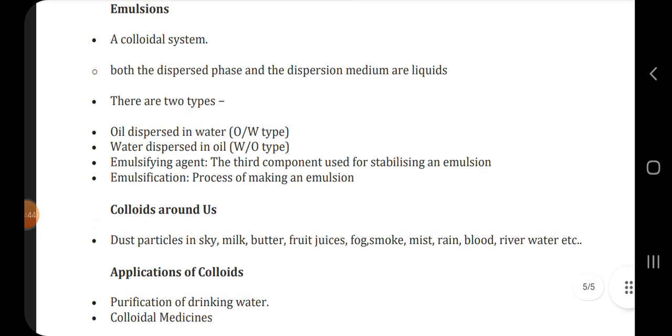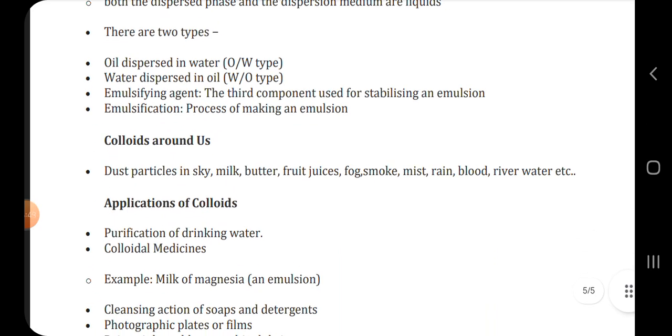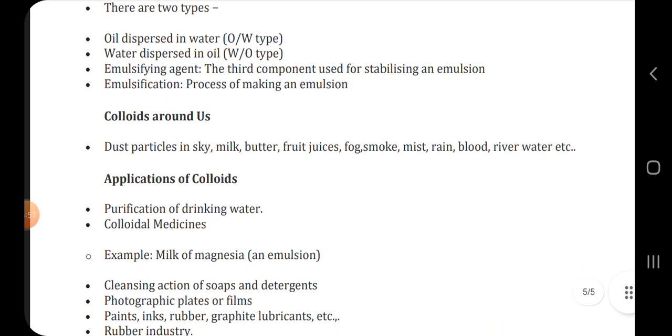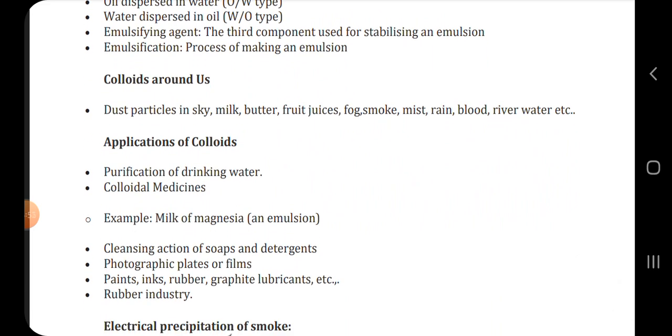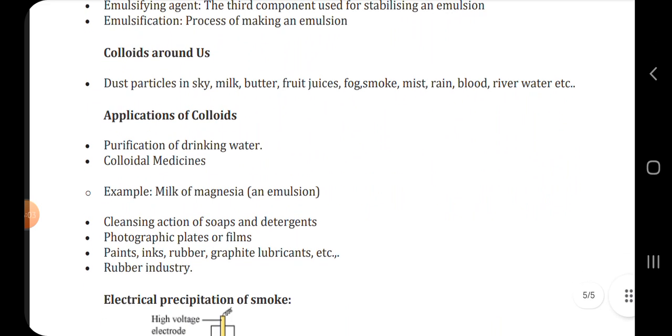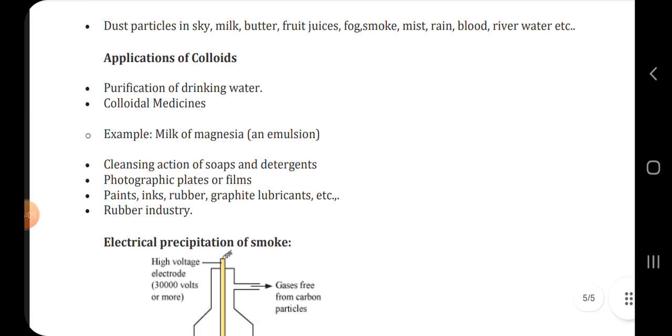Then emulsion, a colloidal system in which both the dispersed phase and the dispersion medium are liquid. There are two types: oil dispersed in water and water dispersed in oil. Emulsifying agent is the third compound used for stabilizing an emulsion. Emulsification is the process of making an emulsion.